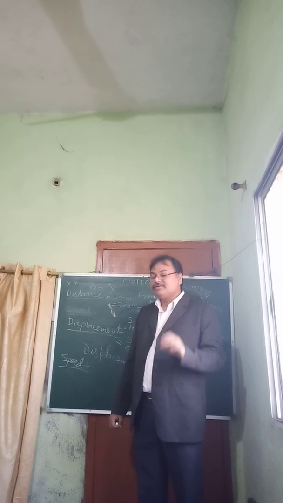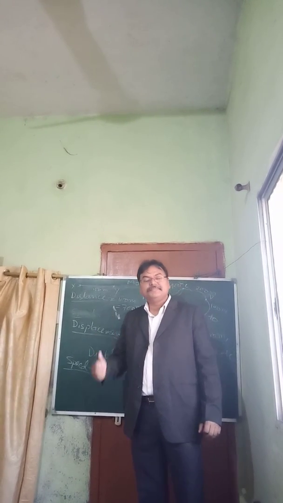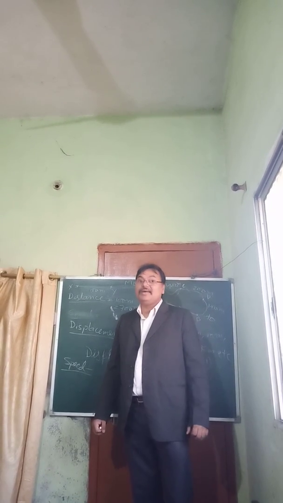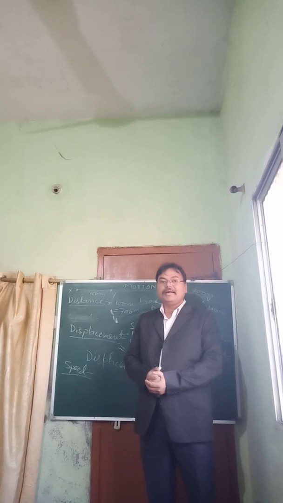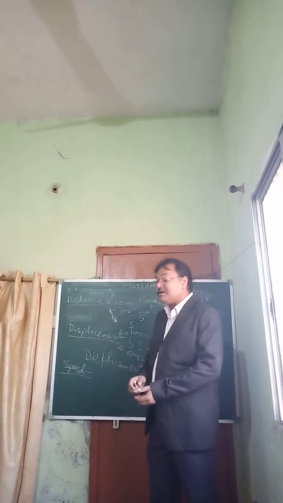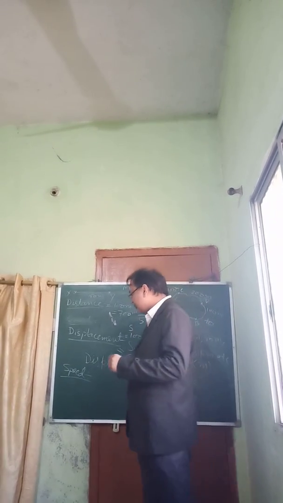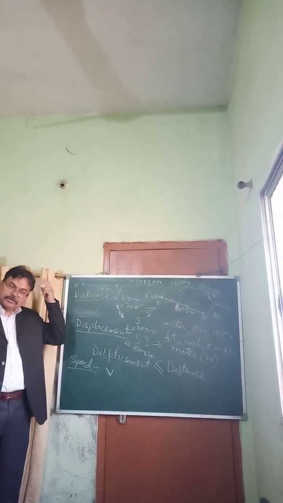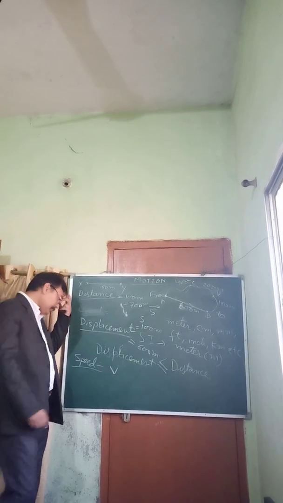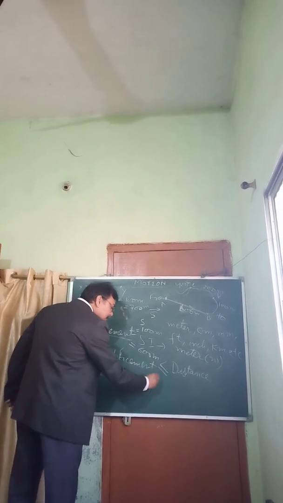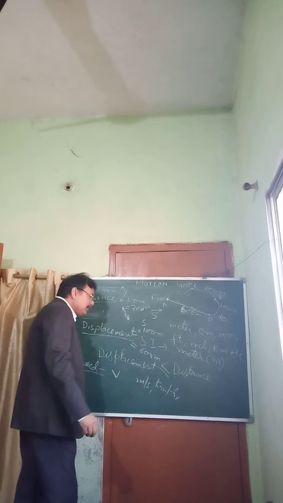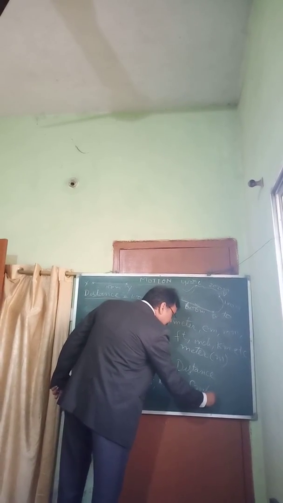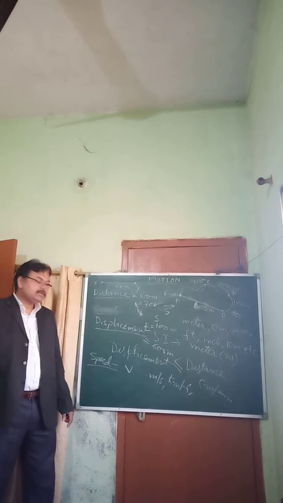So now write the definition. Distance covered per unit time is called speed. Full stop. It is a scalar quantity and denoted by V, letter V. Full stop. Its units are meter per second, kilometer per hour, like this you can write, or centimeter per minute also you can write. So these are the units of speed.